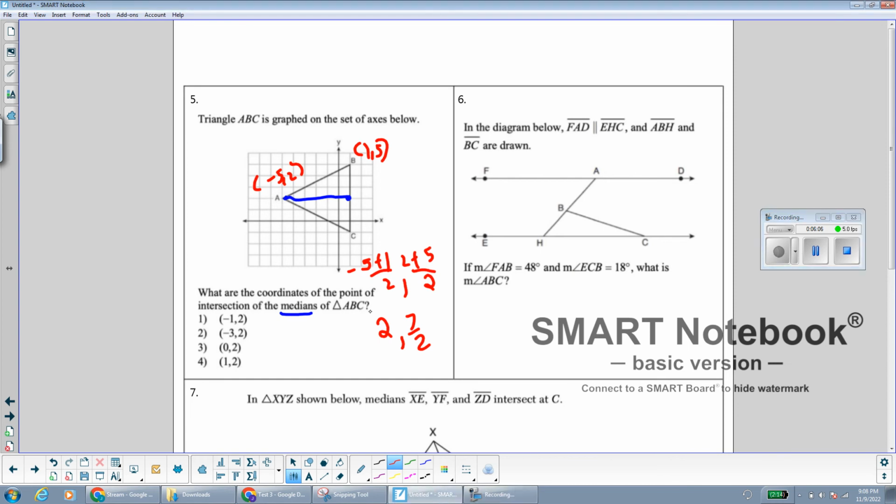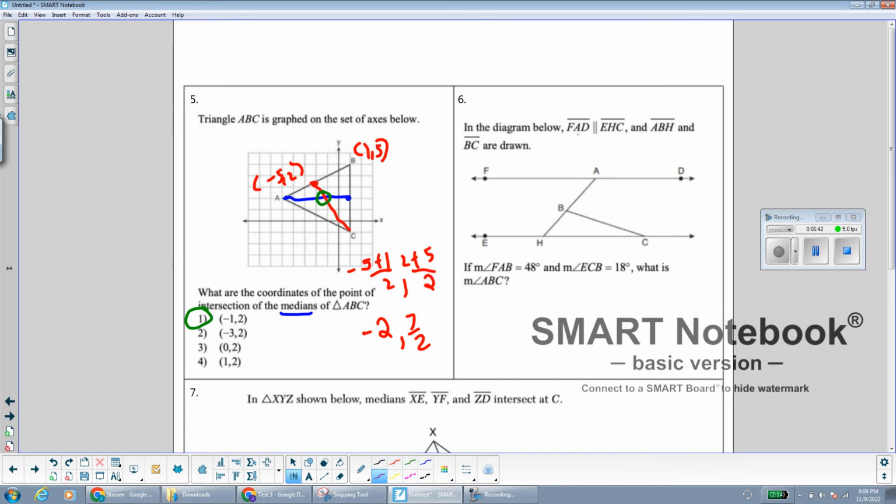Oops, my bad. -2. That's -5 plus 1 is -4. So -2, 1, 2, 3.5. Oops. Connect midpoint to opposite vertex. And from just two medians, I can see the point where they intersect. That is the point -1, 2. You can do all three medians to see it clearer, but 2 is enough.